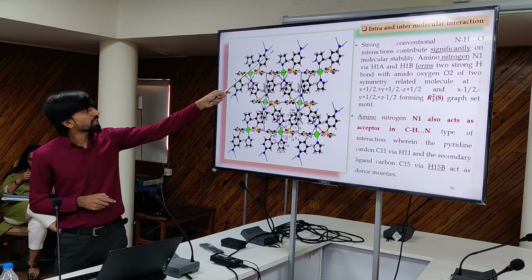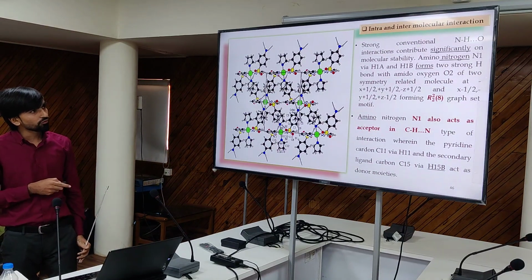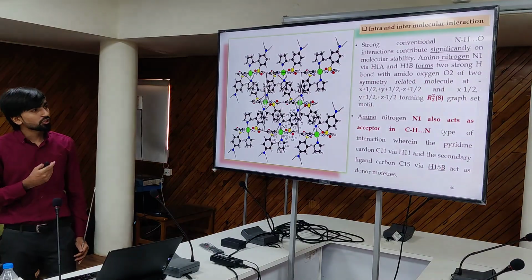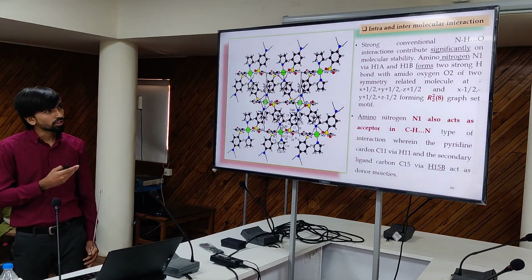Same thing here. The NS2 group also plays a major role in the intramolecular interaction, and that molecule forms the R22 8 graph set motif. Now what is it? The 2 means the donor and acceptor, and the total is 8 atoms. Of the total, 2 are donors and 2 are acceptors.